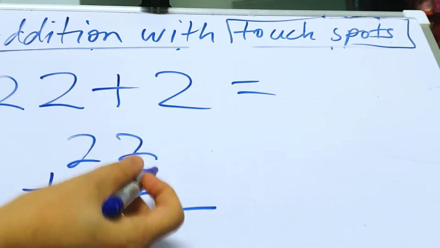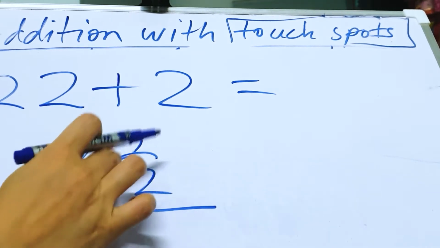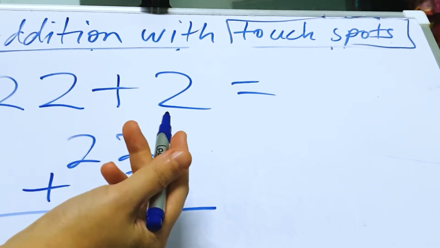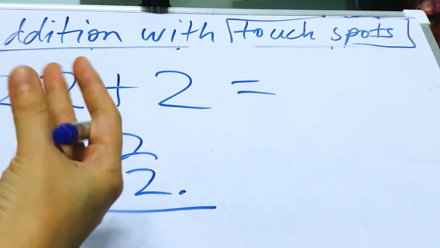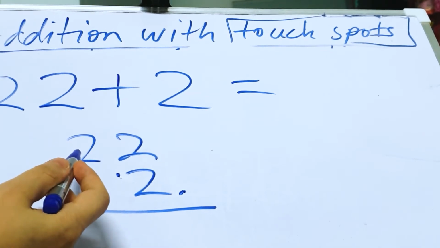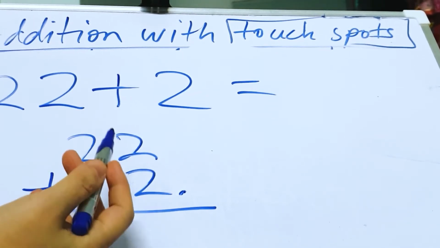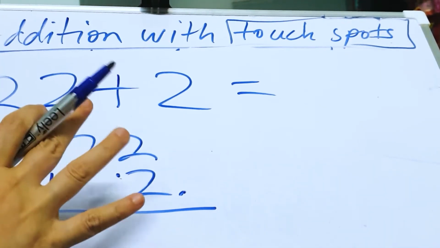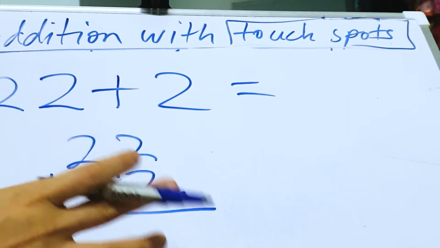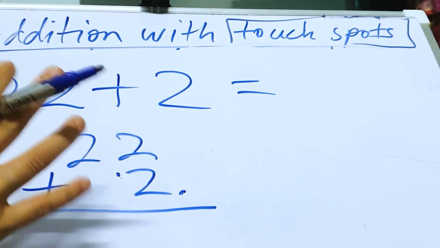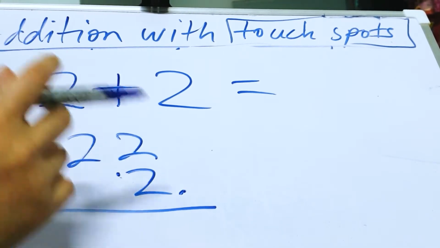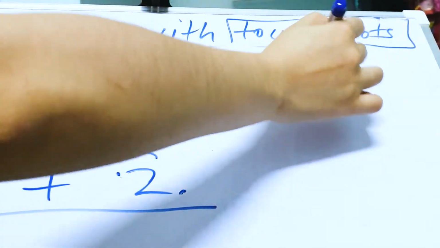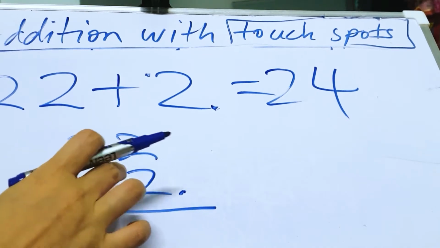But the thing is, I know Touchspot for 2, right? 1, 2. But I don't know how to count because I'm short of fingers. I don't have 22 fingers. So that's why we need Touchspots. We try not to use fingers. When you know the Touchspots, please don't use fingers. Once you know Touchspots, you just count like that. See, 22, 23, 24. So simple.